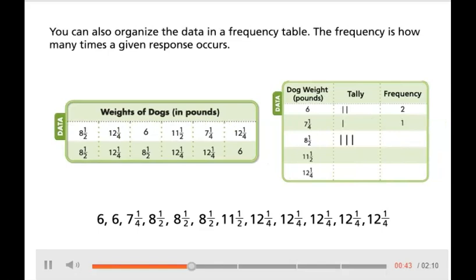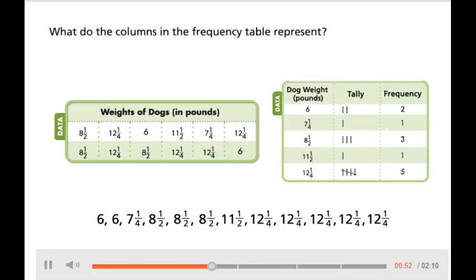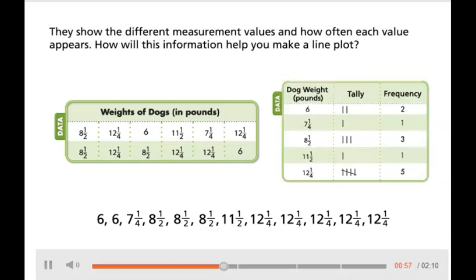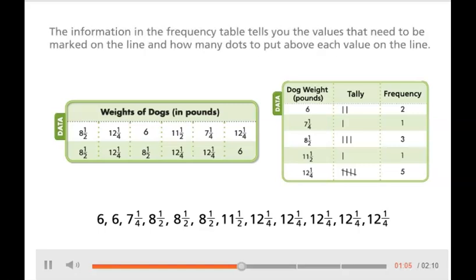You can also organize the data in a frequency table. The frequency is how many times a given response occurs. What do the columns in the frequency table represent? They show the different measurement values and how often each value appears. How will this information help you make a line plot? The information in the frequency table tells you the values that need to be marked on the line and how many dots to put above each value on the line.